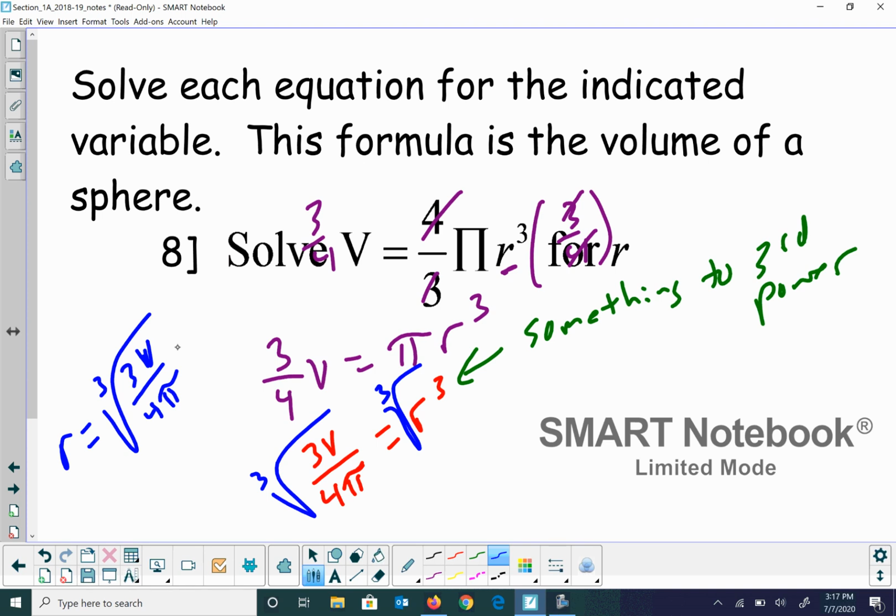That's it. That's all we have to do. So it's pretty cool. Some people might say, well, we shouldn't have a radical in the denominator. You're absolutely right, but that's something we'll focus on later. For right now, I think we're totally set to keep something like that there.